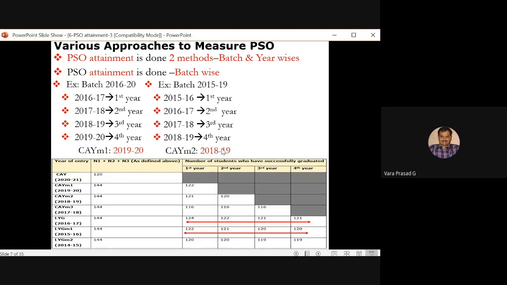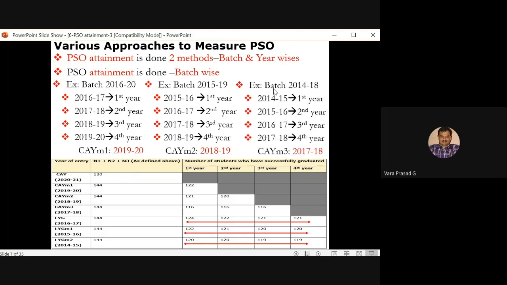2014 batch also goes through first year, second year, third year, final year. Admitted in 2014 means you will get the degree in the year 2018. So in the sense, you have to calculate the PSO attainment in the year 2017-18. You have to wait for four years to calculate the PSO attainment for this particular batch. That's the meaning of that.